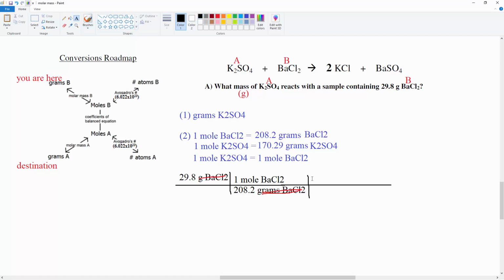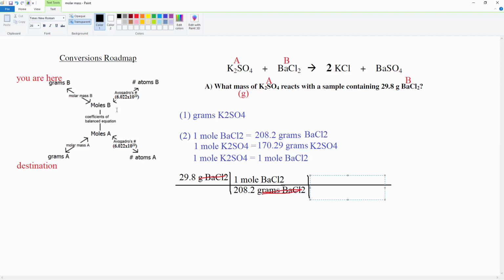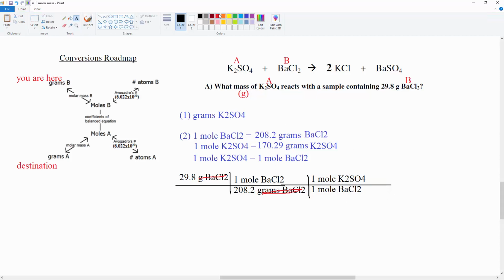All right, so you guys are right. The next step after we got to moles of B is to use those coefficients to get to moles of A. You might be tempted to say, I can skip the step because it's just 1-to-1. But it's not just 1-to-1, it's 1 mole of K2SO4 to every 1 mole of BaCl2. Your units will not cancel unless you put this in here. So even though it doesn't change the number, it keeps you on track for your units. And again, dimensional analysis is all about the units.